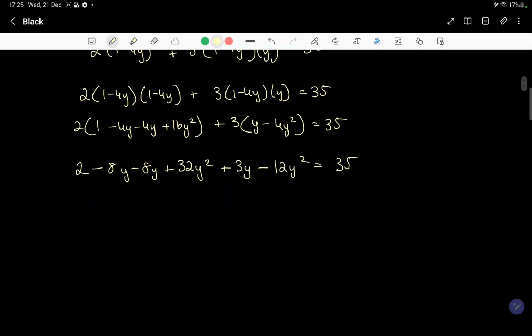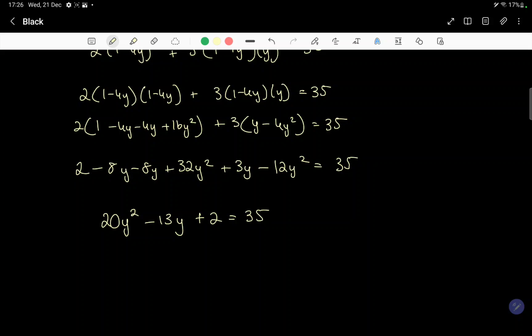I'm just going to clean it up. So look at the y squareds first. 32 minus 12y squared is 20y squared. Now you look at the y's. Minus 8y minus another 8y plus 3y. It's going to be, sorry, minus 13y. And then look at the numbers. 2, and you're going to bring that 35 there. Just leave it there for the moment. So you're just left with plus 2 equals 35.